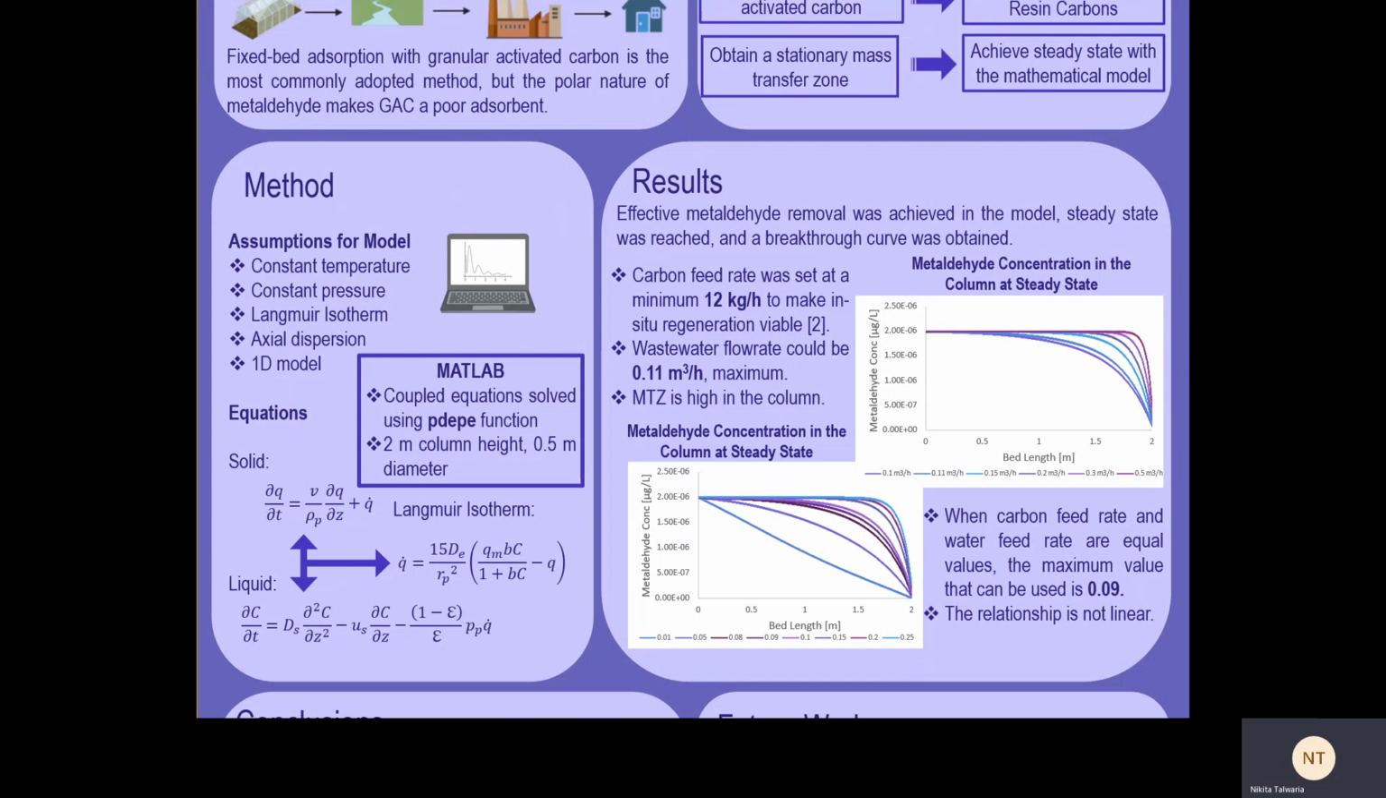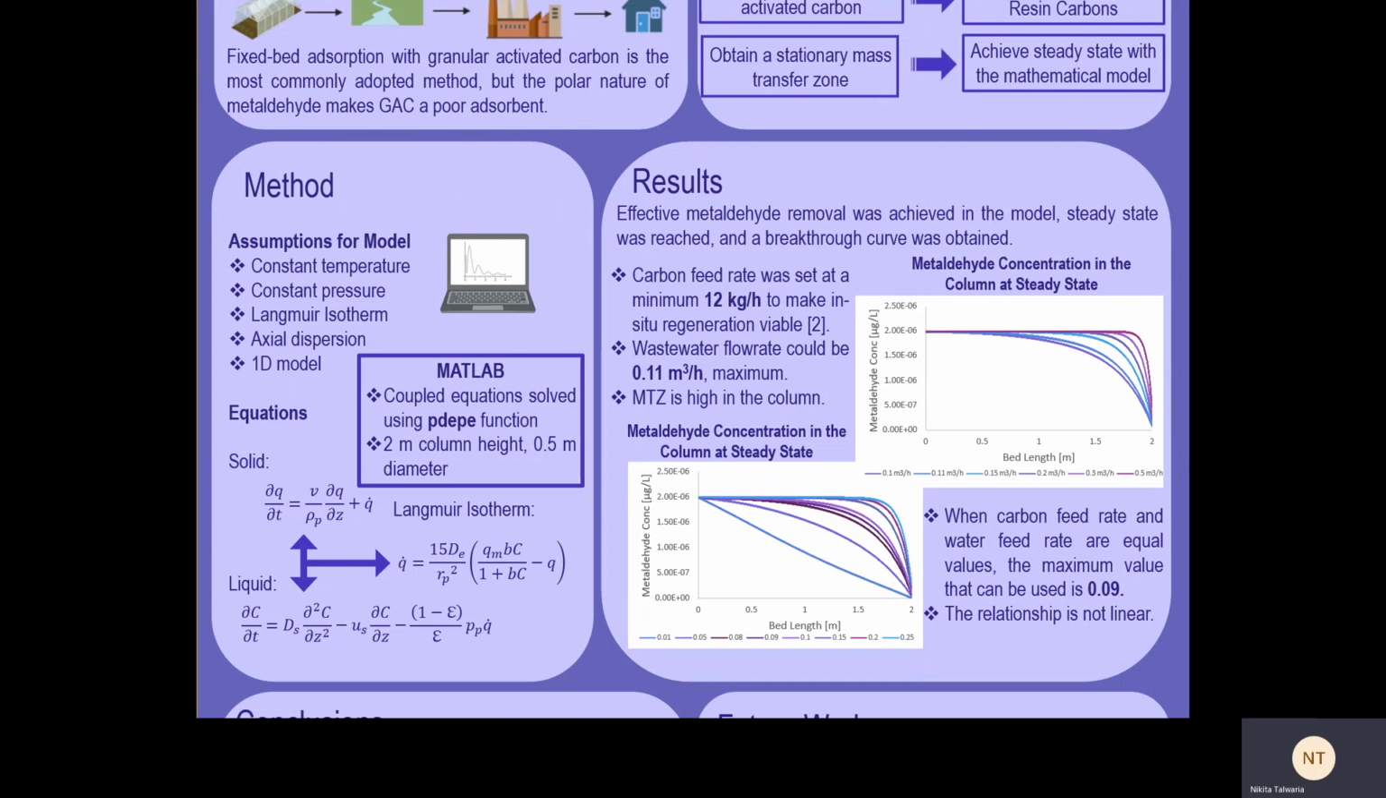Contact time between the water and carbon needed to be maximized to allow mass transfer to happen. Literature has suggested that in-situ regeneration is only economically viable if the carbon rate is at least 12 kilograms per hour, and with this in mind, the maximum water flow rate that achieved enough removal of metaldehyde was 0.11 meters cubed per hour. When making each flow rate equal, the maximum value that could be used was 0.09 before the concentration exceeded limits. This graph shows that the relationship between carbon and water rates is not linear, so purifying more water can require copious amounts of carbon.